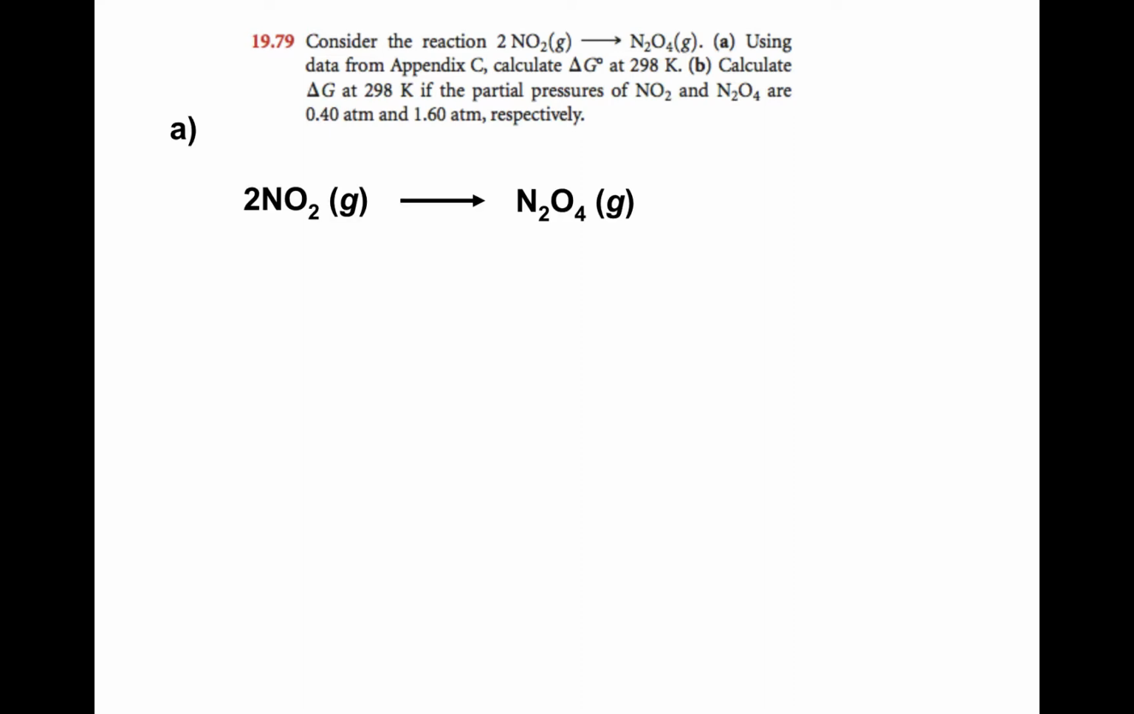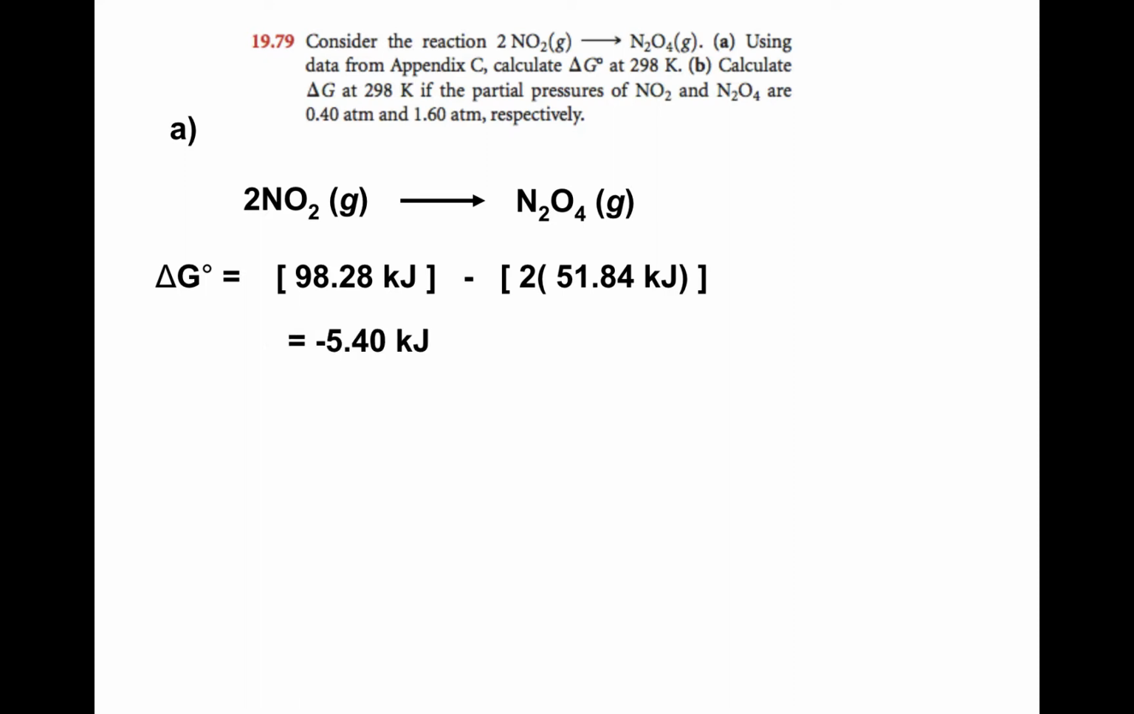All right, so when I go to Appendix C, I look up the delta G's of formation for the products and the delta G's of formation for the reactants, plug them in and solve for delta G. I see this is a spontaneous reaction. Now, the question is, is it spontaneous with these pressures? Am I still going forward? Am I at equilibrium with these pressures, or am I past equilibrium?